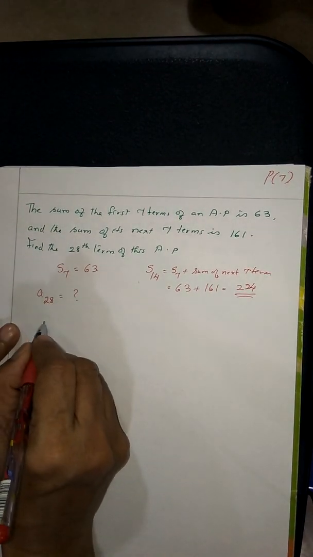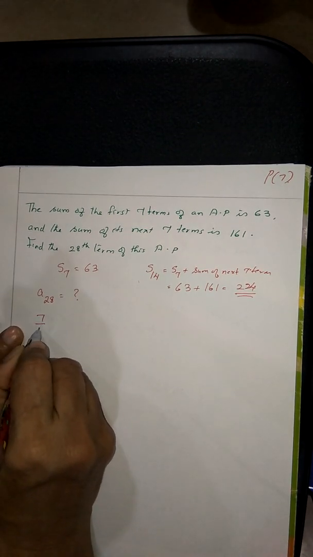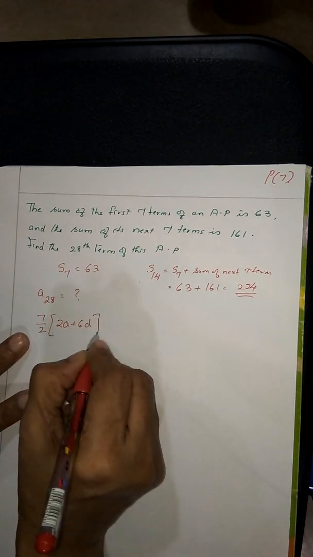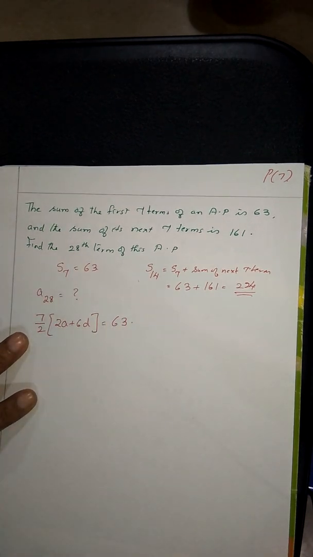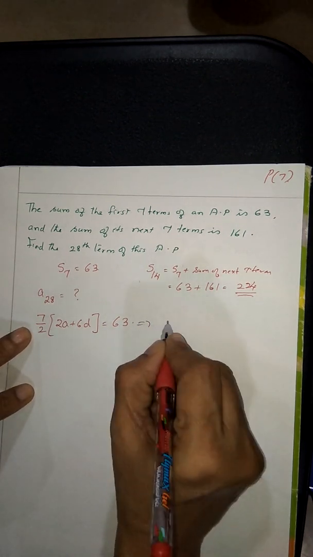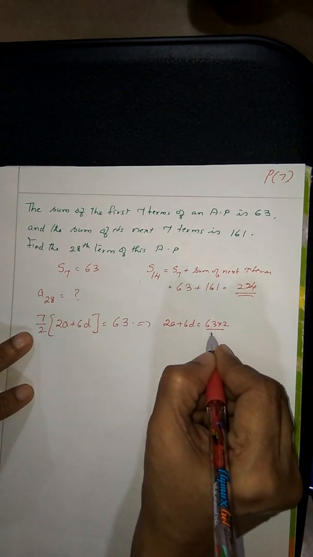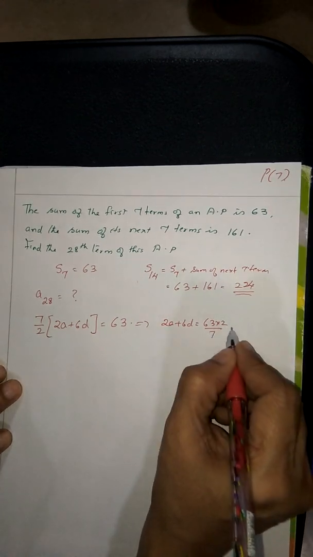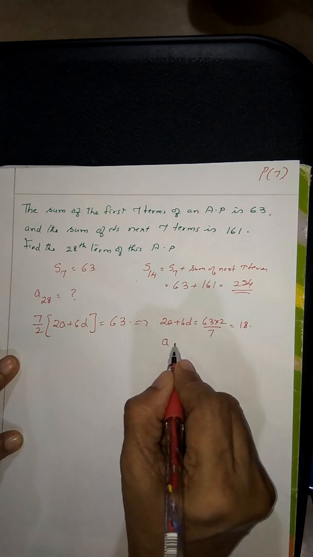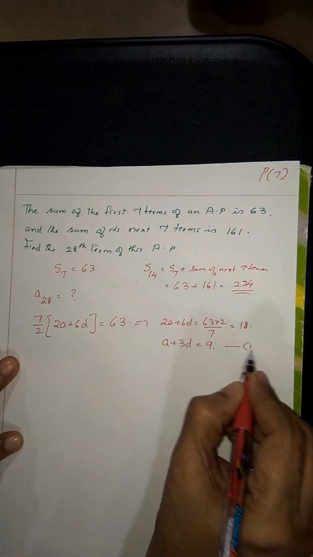So S7 is 63. So we will write S7 as 7 by 2 into (2A plus 6D) is equal to 63. From this we get 2A plus 6D is equal to 63 into 2 by 7. So 9 into 2, 18. So A plus 3D is equal to 9. So this is the first equation.